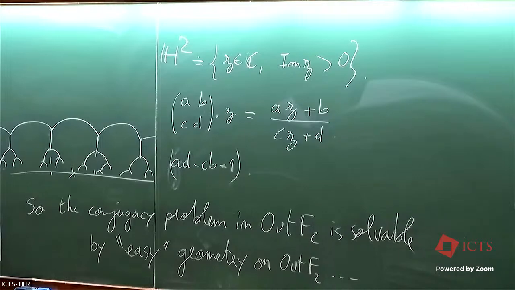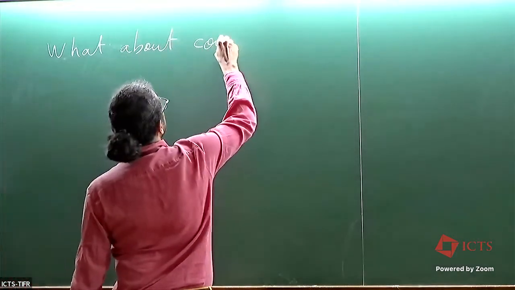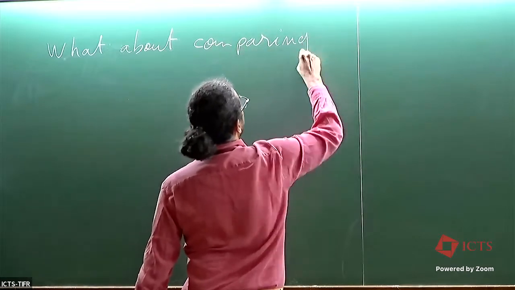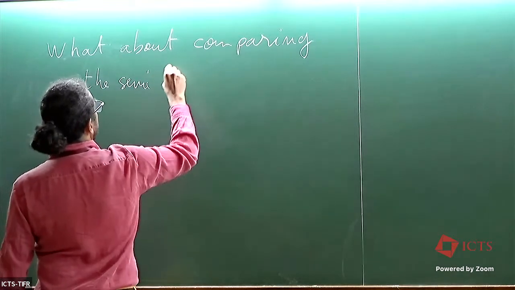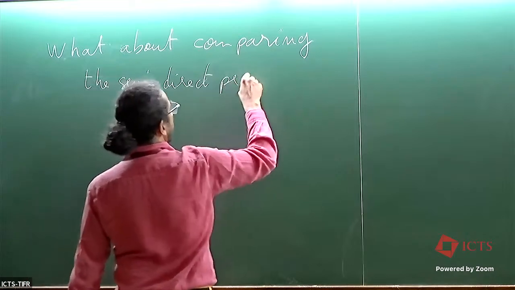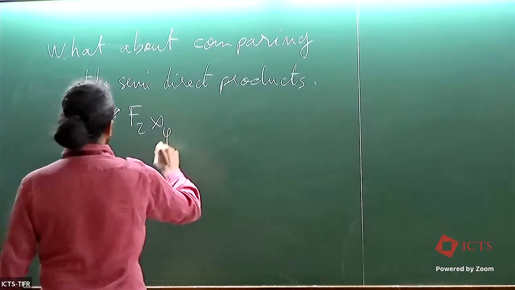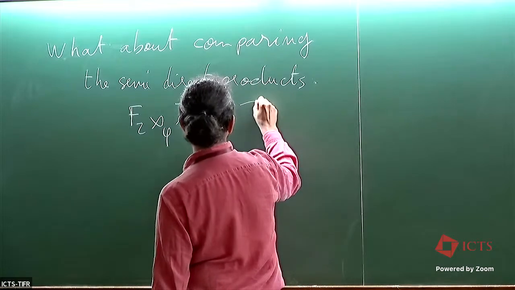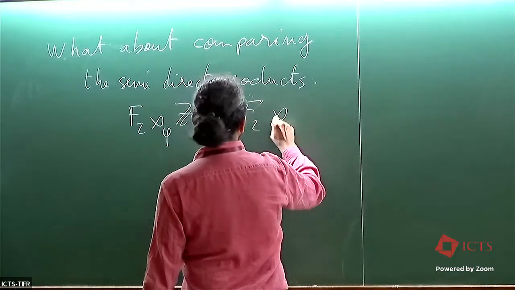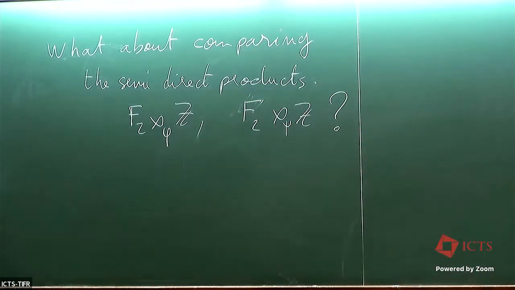But what if we don't want easy? What about comparing the semi-direct products? You're given two automorphisms, phi and psi, and you have two semi-direct products, F2 semi-direct by phi and F2 semi-direct by psi. That's what I explained here.